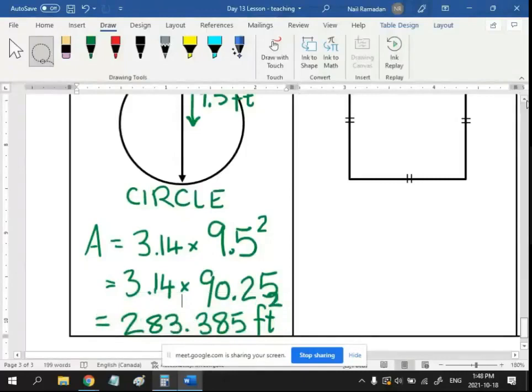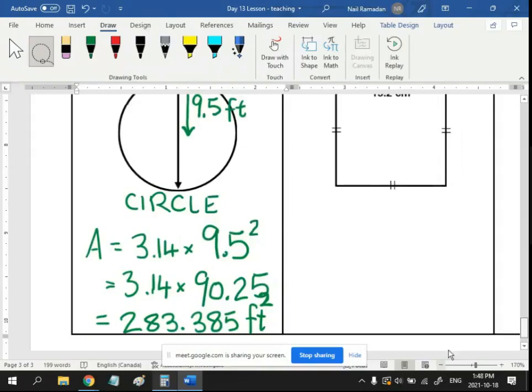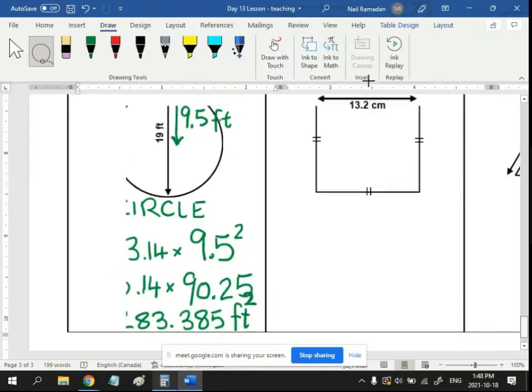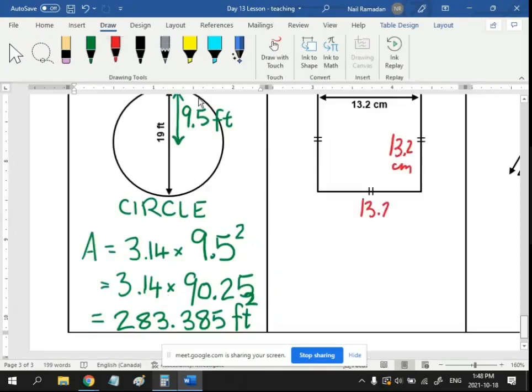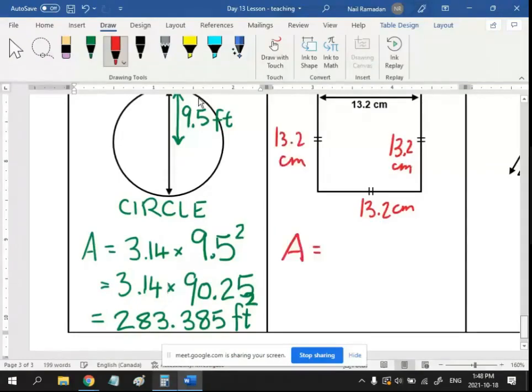Okay, what shape is this? It's not just a rectangle, it's a perfect rectangle, which is just another name for a square, which means technically the length and the width are exactly the same. So this is 13.2 centimeters, this is 13.2 centimeters, and this is 13.2 centimeters. So the area is technically length times width, but they are the same. So it's 13.2 times 13.2.